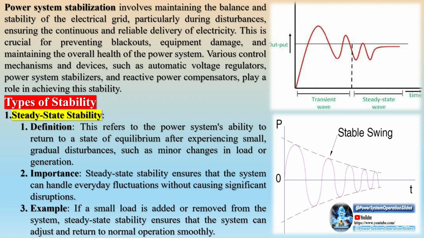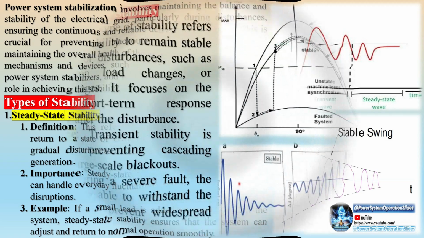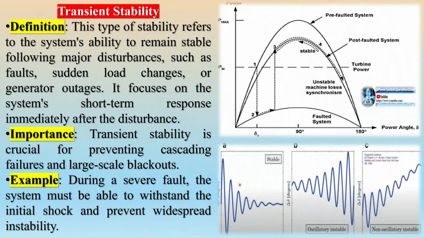Power system stabilization involves maintaining the balance and stability of the electrical grid, particularly during disturbances, ensuring the continuous and reliable delivery of electricity. This is crucial for preventing blackouts, equipment damage, and maintaining the overall health of the power system. Various control mechanisms and devices, such as automatic voltage regulators, power system stabilizers, and reactive power compensators, play a role in achieving this stability.